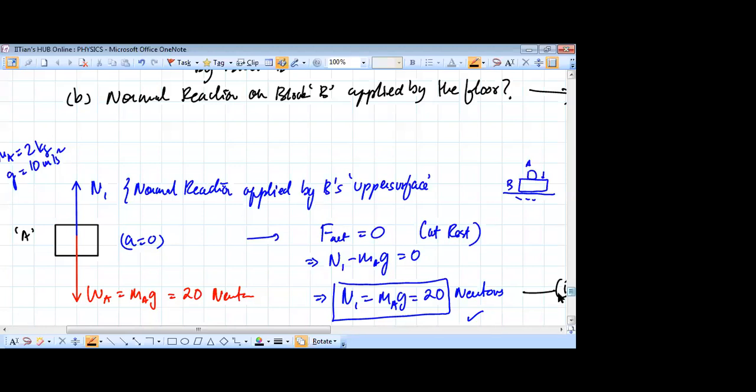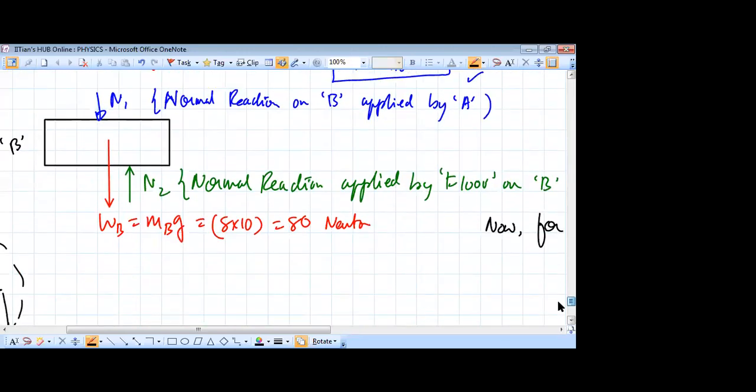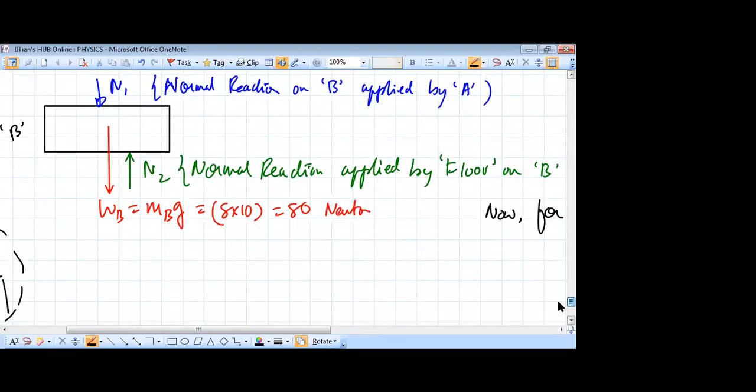Okay, so block A's condition is clear, not all of you. Now forget about A and concentrate fully on B. B पे क्या हो रहा है? This is what is acting. This is what is happening to B.